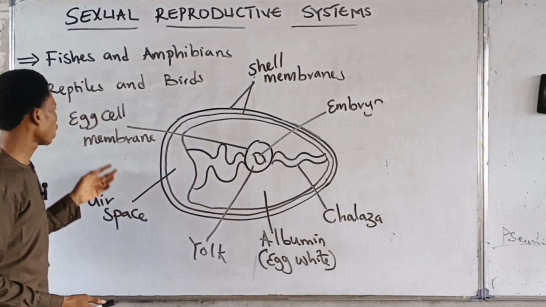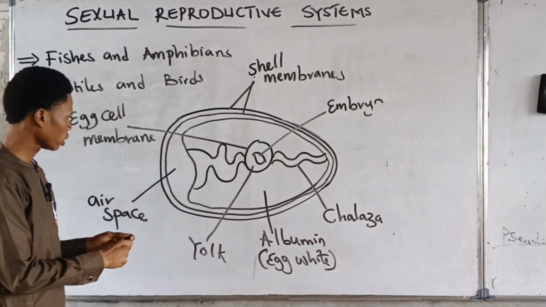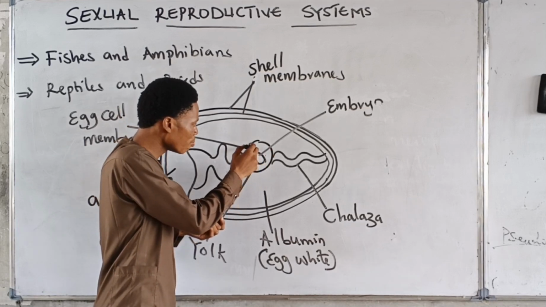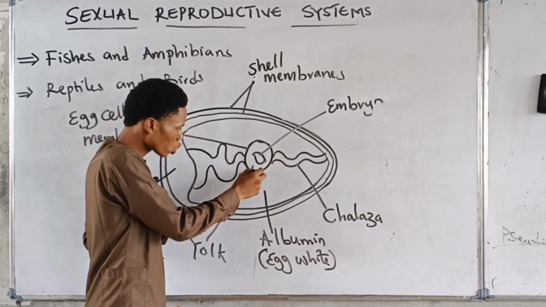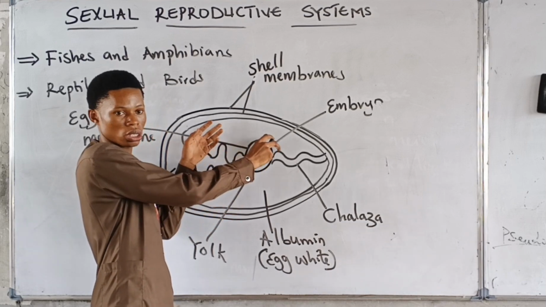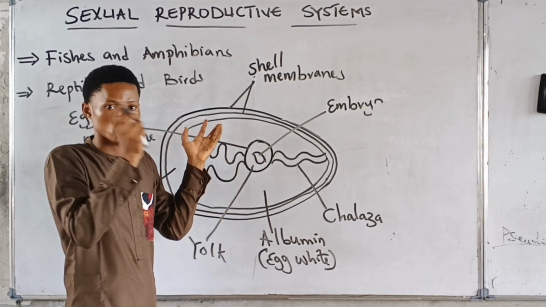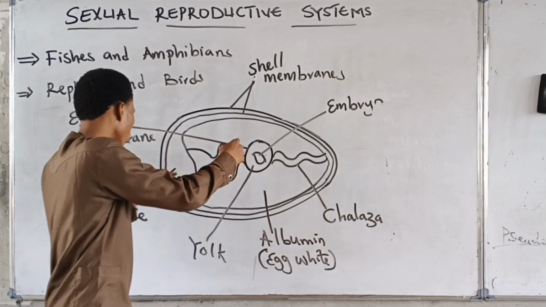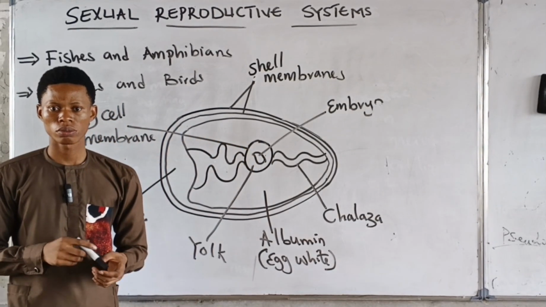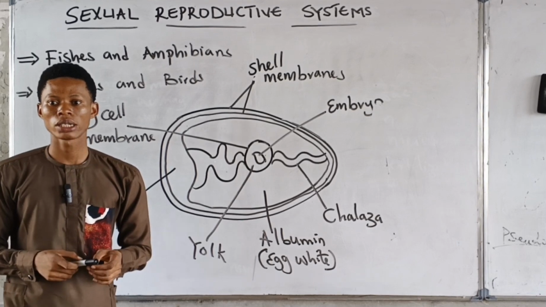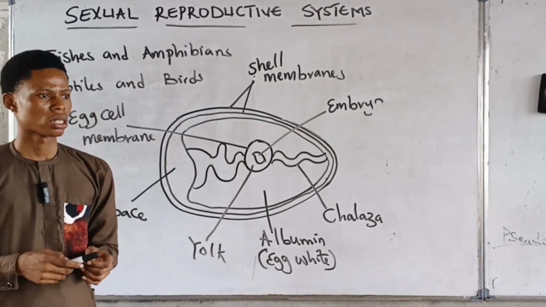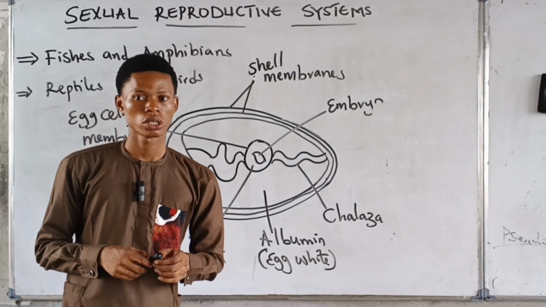All right. Now the egg cell membrane. Here we know this is the yolk, right? There's a membrane here that is covering this. So if fertilization takes place, this embryo will be developing here, not outside. Something is covering it. That's the egg cell membrane. Then we have the air space. What's the function of the air space? It allows diffusion of gases for gaseous exchange.